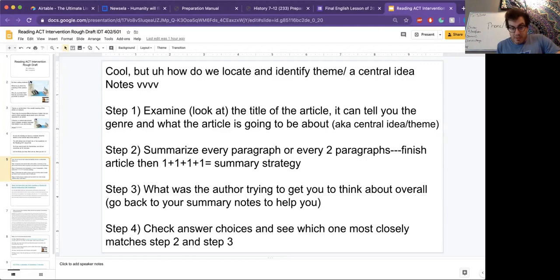And then step 4 is check your answer choices and see which one most closely matches step 2 and 3. If you look at the answer choices, then step 4 should really align with step 3 and step 2 in conjunction. That's just checking your answer choices. So that's how I would tackle a theme and central idea question. Okay, so pause me now, take your notes, and then we're going to move forward. We have 2 examples.